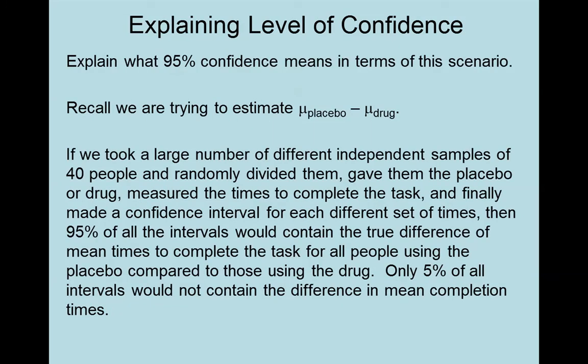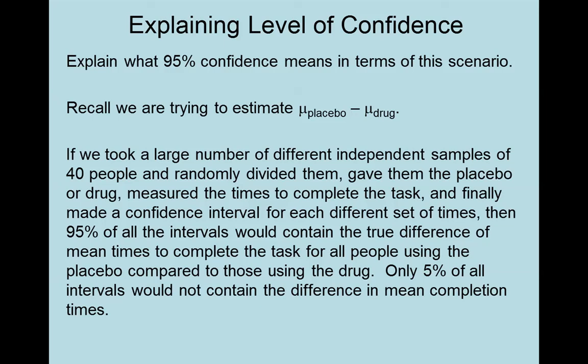Now, just to go back and rehash the idea of what we mean when we say confidence, let's explain what 95% confidence means in terms of this particular scenario. Remember, we're trying to estimate the population mean on the placebo minus the population mean on the drug in terms of time. And those are actual numbers. We don't know what they are, but they're actual numbers. When you did the difference, those would be two numbers, you'd subtract them, you'd get one number. Let's say that number is 1.5 minutes or something.